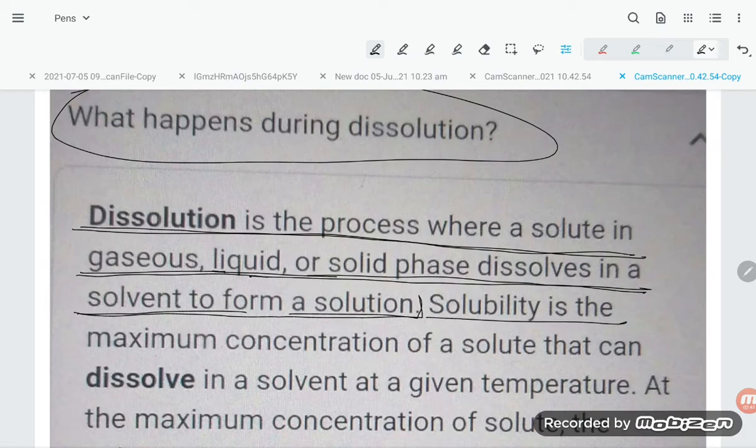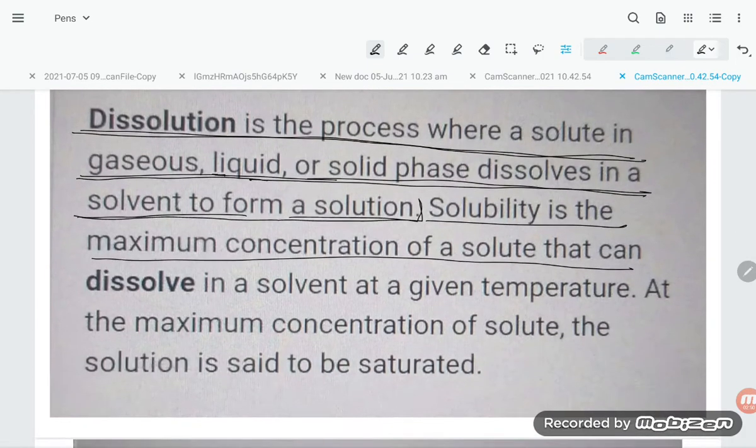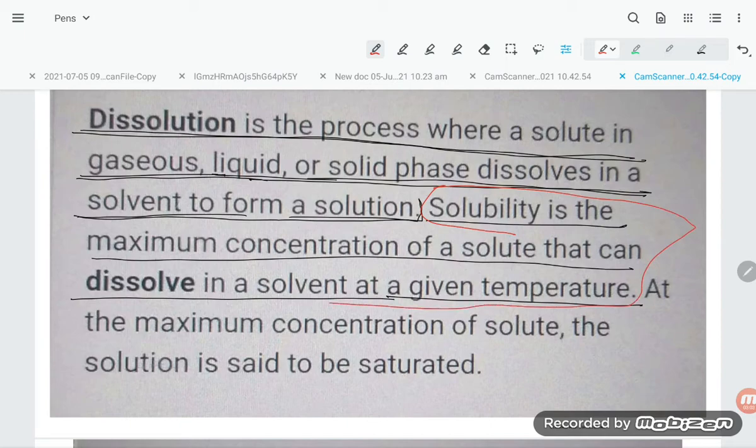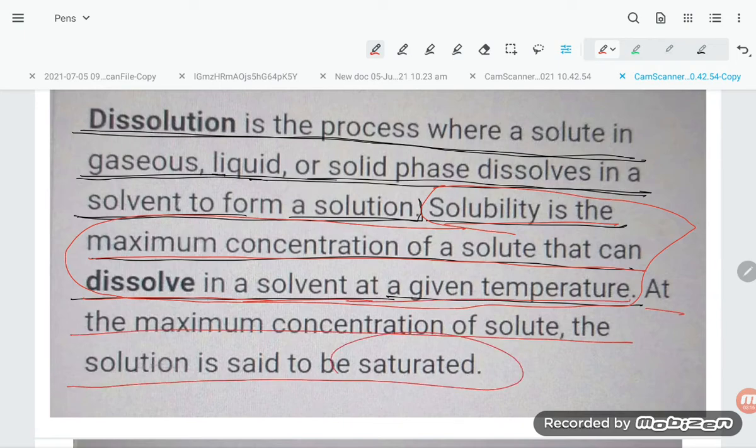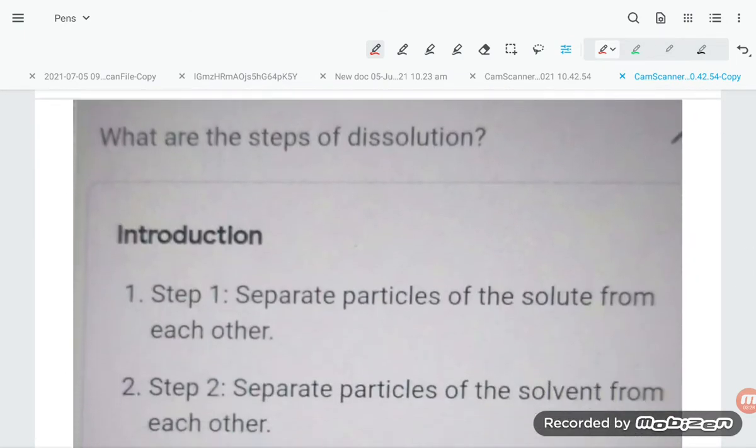Now, solubility is the maximum concentration of solute that can dissolve in the solvent at a given temperature. That is a very important point, so kindly note it down. At the maximum concentration of solute, the solution is said to be saturated. When a solvent cannot dissolve more solute, that is what is known as a saturated solution.